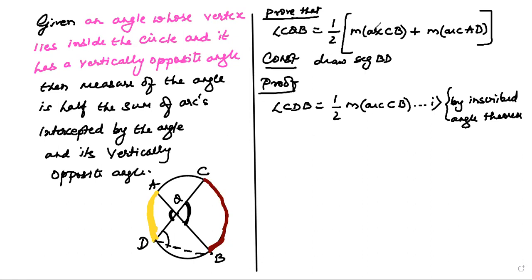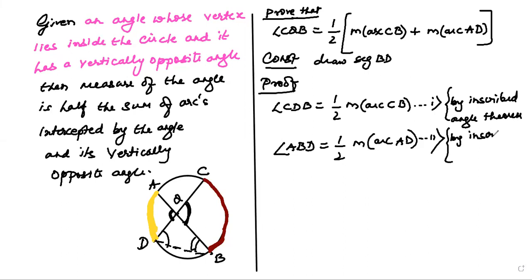Now listen, I've got half arc CB. How to get half arc AD? Look at this angle, children, ABD. Don't you agree this ABD is an inscribed angle? Angle ABD equals half the measure of arc AD, naturally, by the inscribed angle theorem.